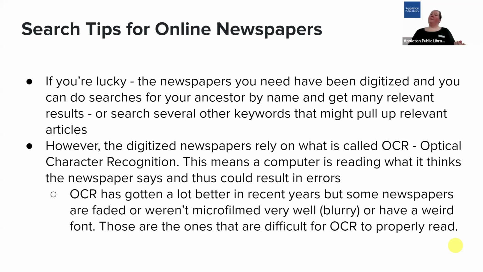So these newspaper sites rely on what's called OCR. This is called optical character recognition. You don't really need to know that, but I'm just kind of explaining the back end of it and why certain searches don't always pop up. So it's basically a computer is reading what it thinks the newspaper says and returning those results for you.